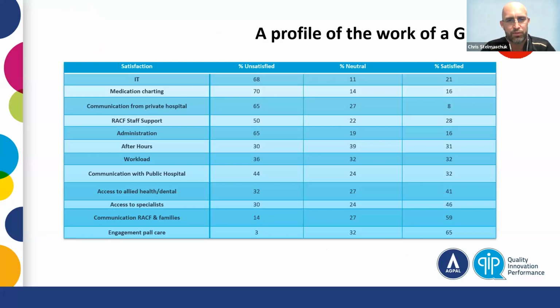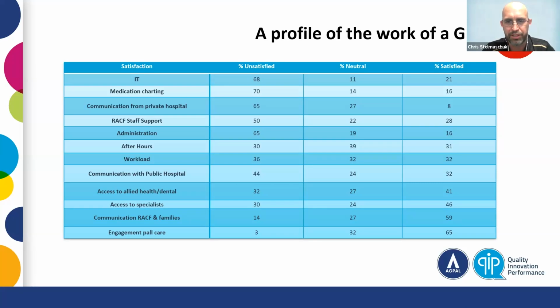So what are we satisfied or what are we unsatisfied with? I think it's pretty clear, and we've all had experience with this. Most of it is the electronic stuff. So it's the medication charting, it's the IT. Communication from private hospitals was brought up as a big issue. We did a workshop last week with a lot of the RACH staff, and again, communication with private hospital was up there as one of the biggest pain points. We find a lot of concern, particularly with the staff support within the RACHs, and obviously with the administration workload.